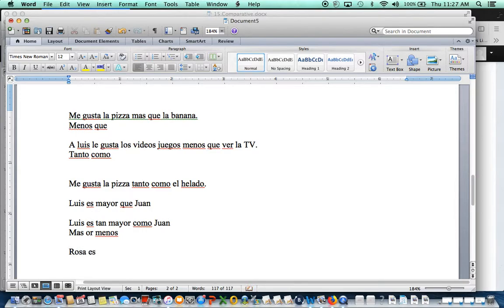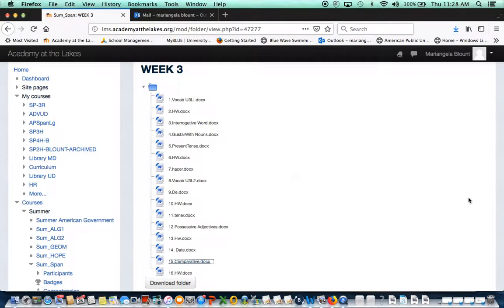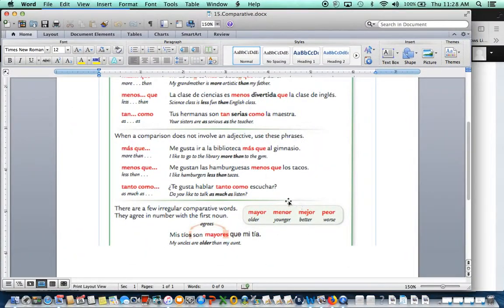Rosa es menor, which is younger, que Luis. Rosa es menor que Luis. Rosa is younger than Luis. Again, you don't have to use más or menos because it's just like in English. More older, more better. It won't sound right. And you're only going to do it with these 4 adjectives right here. No más, no menos. But you can use tan como.